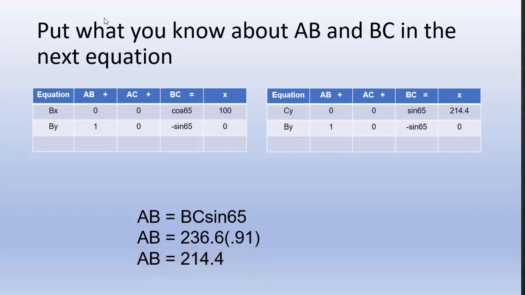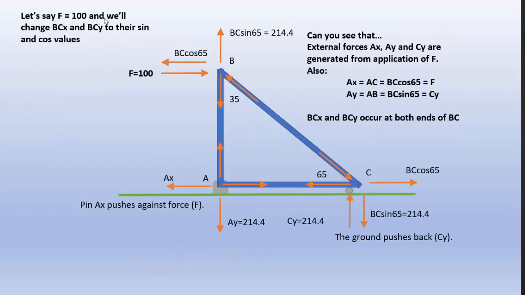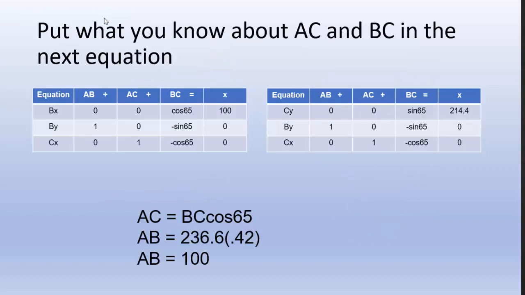Okay, and then let's go back to our AC. I can see that BC cosine 65 is going to equal AC. And by the way, that's also going to equal A of x. So I can go ahead and put in my last equation, AC equals BC cosine 65. Or in my matrix form, I would say AC minus BC cosine 65 equals 0. And I find out that AB times cosine 65 equals 100, which is kind of what I thought.